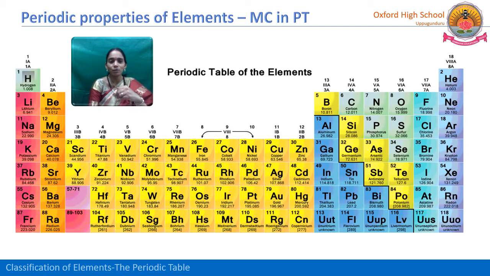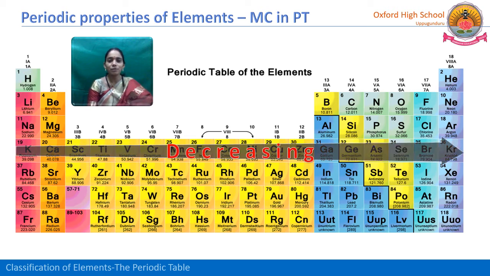In other words, metals are electropositive elements. Here the tendency to lose electrons is increasing because the electrons are loosely held, so it is easy to remove electrons from the outermost shell. So the metallic character increases in a group.